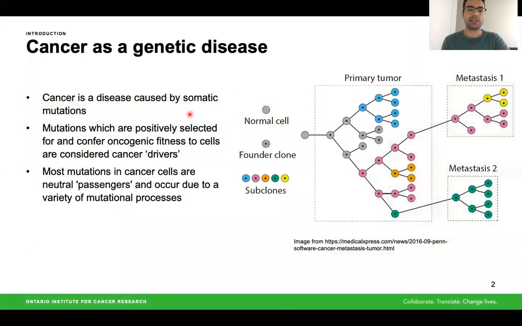So we know that cancer is a disease caused by somatic mutations, and mutations which are positively selected for and confer oncogenic fitness to cells are considered cancer drivers. So if you look at the figure on the right, we see the timeline of tumor evolution started by a normal cell, which acquires a driver mutation, leading to it becoming the founder clone. And as the tumor acquires more driver mutations, more subclones develop with different oncogenic properties, such as the ability to metastasize, as we can see here. However, most mutations in cancer cells are actually neutral passengers, and these can occur due to a variety of mutational processes.